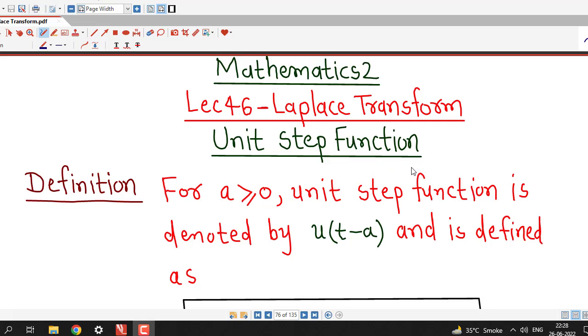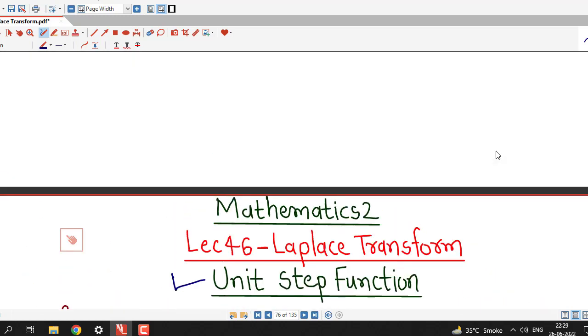Hello friends, I welcome you in lecture number 46 on Laplace transform. In this lecture we are going to discuss about unit step function, which is also known as Heaviside's function. So first we understand the definition of unit step function.